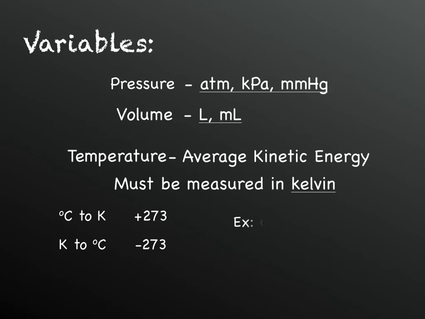Here's an example. When dealing with temperature, if we convert negative 75 degrees Celsius to Kelvin, that means we would add 273, which gives us a value of 198 K.